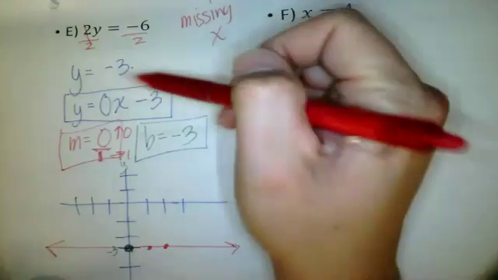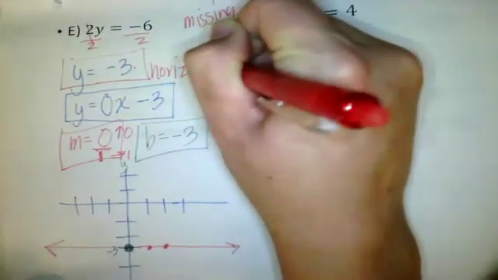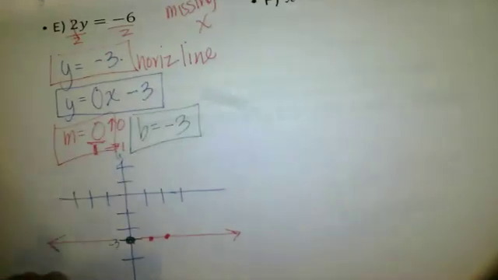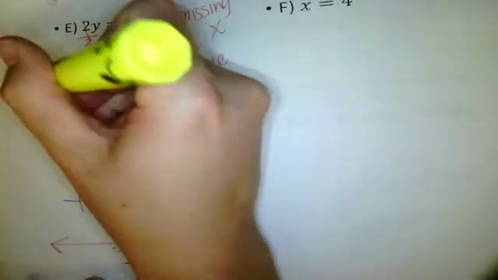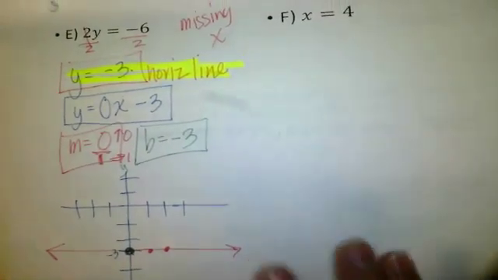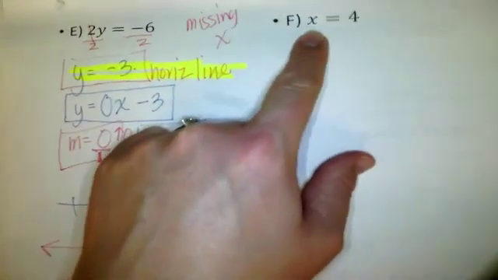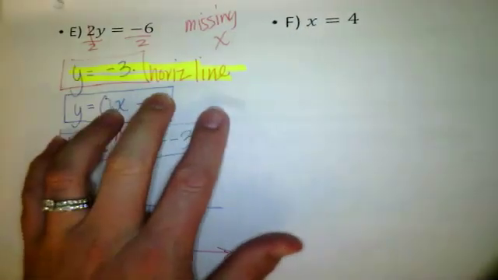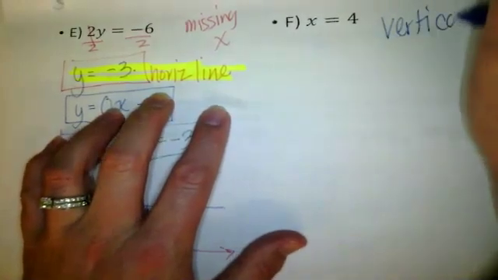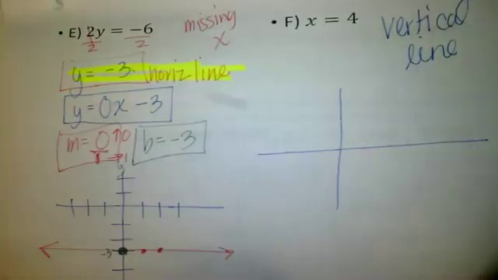Anytime you have y equals a number, it is a horizontal line. Always, always. That is a good thing to know and love. Anytime you have y equals a number, it's a horizontal line through that number on the y-axis. So if y equals a number is horizontal, what is x equals? A vertical line. Okay? This would be a vertical line.